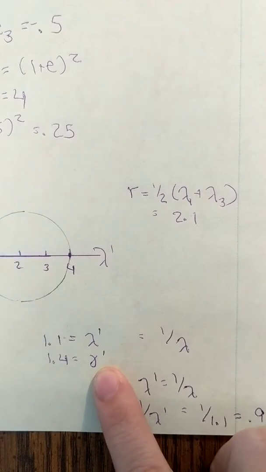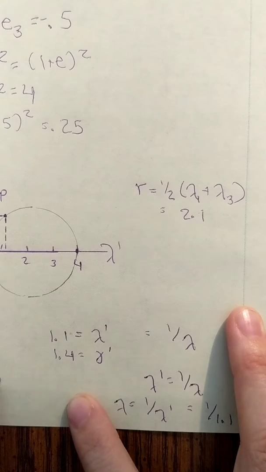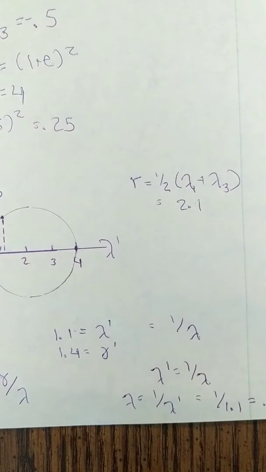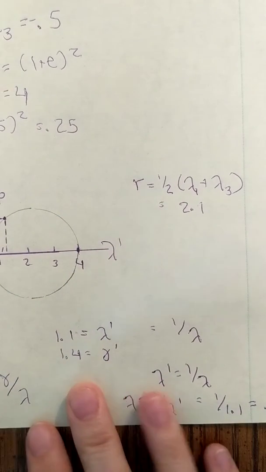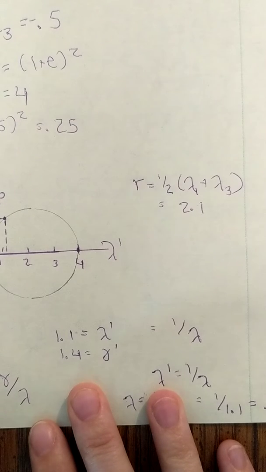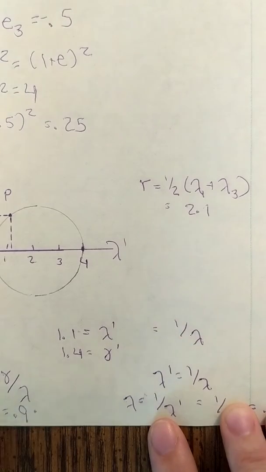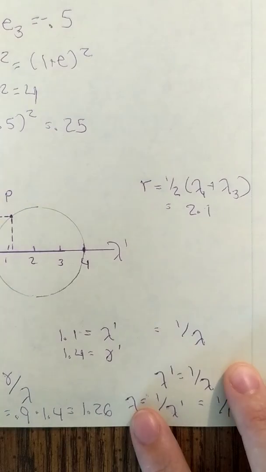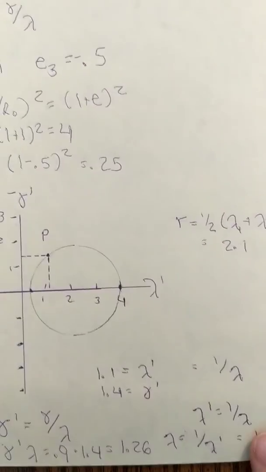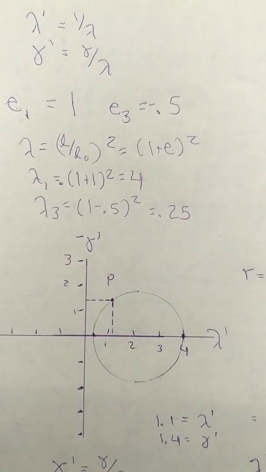Now to calculate our gamma. Gamma prime equals gamma over lambda, so we're going to figure out gamma, which equals gamma prime times lambda, which is 0.9 times 1.4, and that is 1.26, which lines up with our stress circle, our strain circle, and everything comes out.